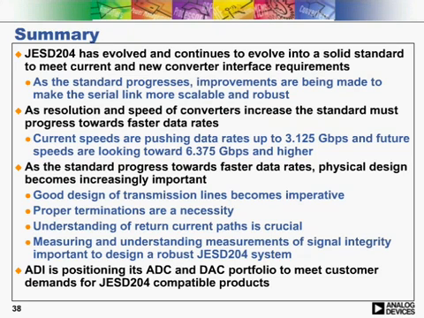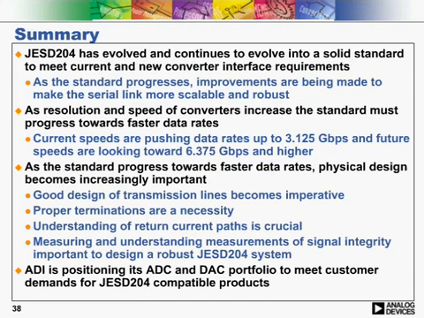So, to summarize, the JESD204 standard has evolved and continues to evolve to meet current and new converter interface requirements. As it continues to evolve, improvements are being made to make a more scalable and robust standard. The JESD204 standard was introduced and is being used because of the increased resolution and speed of the converters available today. As the resolution and speed increase, the standard continues to scale and push data rates from the original 3.125 gigabits per second all the way up to 12.5 gigabits per second now, and possibly higher in the future.